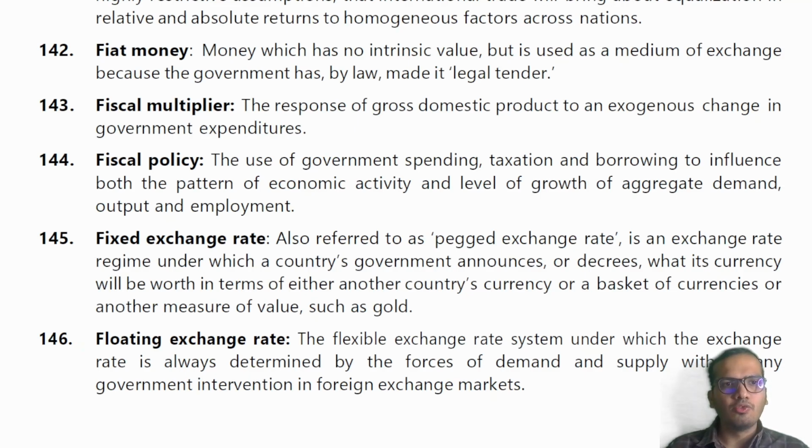Then comes number 143, fiscal multiplier. So the response of gross domestic product to an exogenous change in government expenditure. Then comes number 144, fiscal policy. So the use of government spending, taxation and borrowings to influence both the pattern of economic activity and the level of growth of aggregate demand, output and employment.